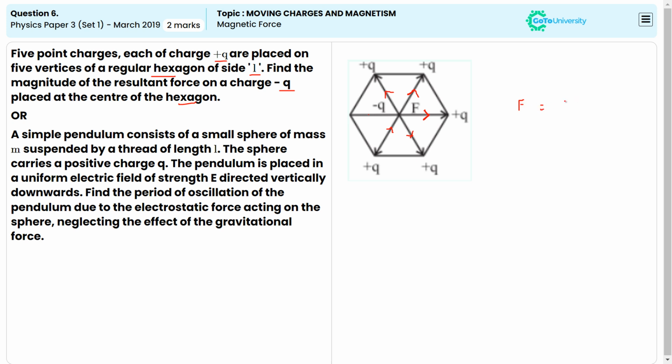F is equal to constant K times Q times Q upon the length squared. And this constant value, if I write it here, is equal to 1 upon 4 pi epsilon naught times Q squared divided by L squared. This is the force acting on the minus Q at the center.